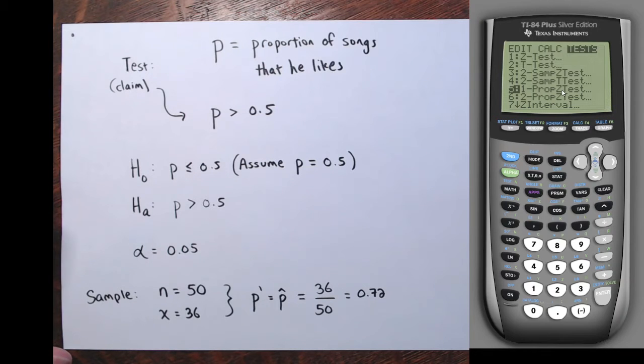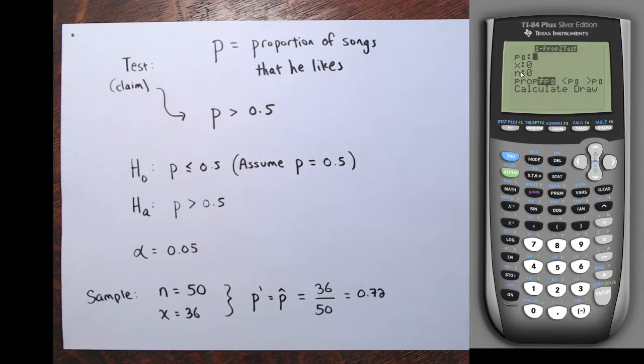And remember, if you've been watching videos or reading, you know that the test statistic for a one proportion test is a z-score. You're working with the standard normal distribution. So that's why you've got z-test written after it. So I go down to one proportion z-test.